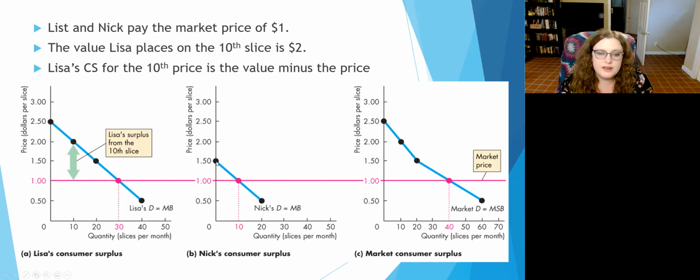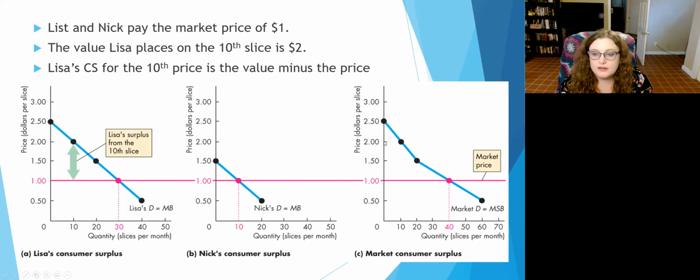Well, for Nick, on the other hand, if it's above $1.50, he's not buying pizza. But if it's less than $1.50, for example, $1, maybe he'll buy 10 slices. So we see that he has some consumer surplus in this triangle. When we have market prices, we just add these up together.